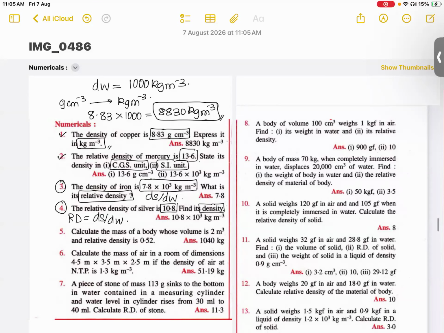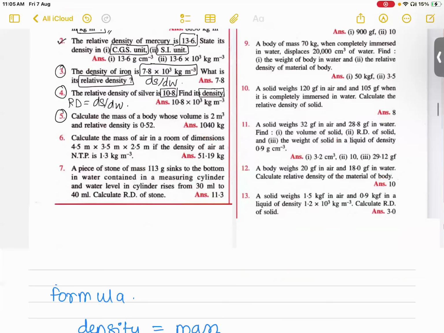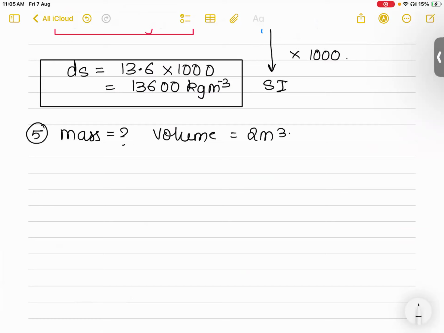Let us take the next thing. The next thing which we have here is question number 5. Question 5 says calculate the mass of a body whose volume and relative density is given. Sure, let's try the fifth one. Calculate the mass of a body whose volume is given to me, I think it was 2 meter cube. So we will write here volume 2 meter cube and RD is given to me as 0.52.